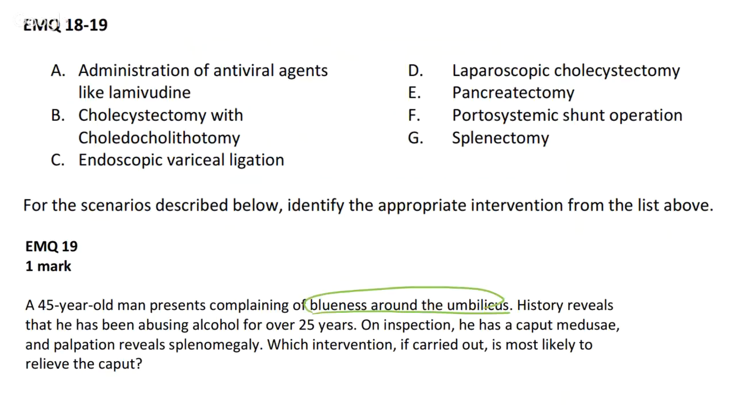Oh. So blueness around the umbilicus, abusing alcohol for 25 years, caput medusae, splenomegaly. What is going to help him? Shunt. That's the only thing that's going to help him here. Okay. That's even relevant.